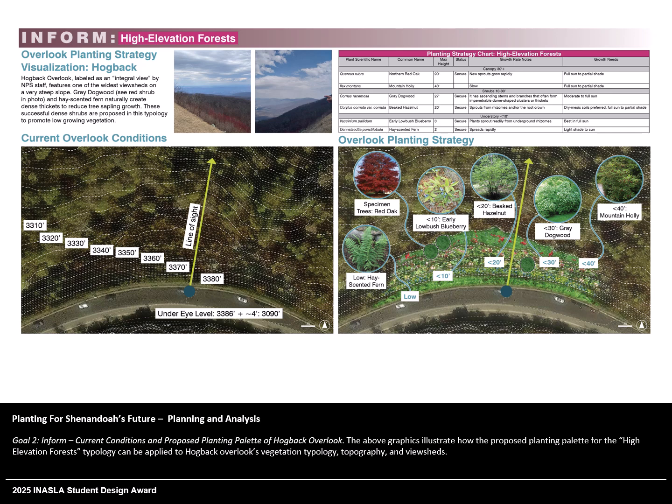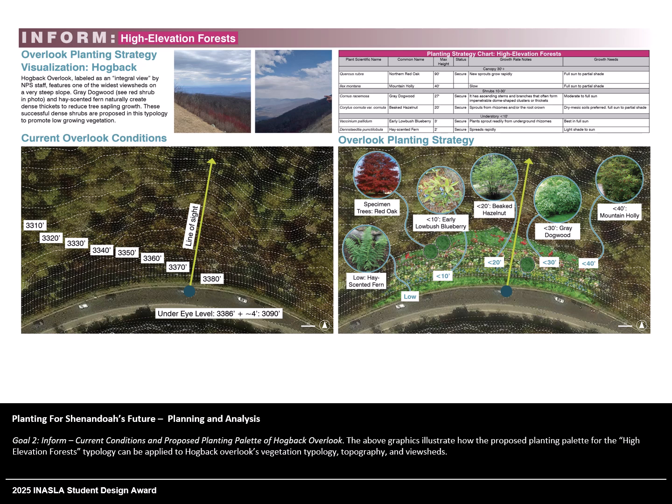By researching each vegetation typology's planting needs, I was able to create a planting palette and an example planting strategy for all 5 typologies. Using one overlook from each typology as an example, I hope to illustrate how each planting palette could be applied to any overlook in that typology.